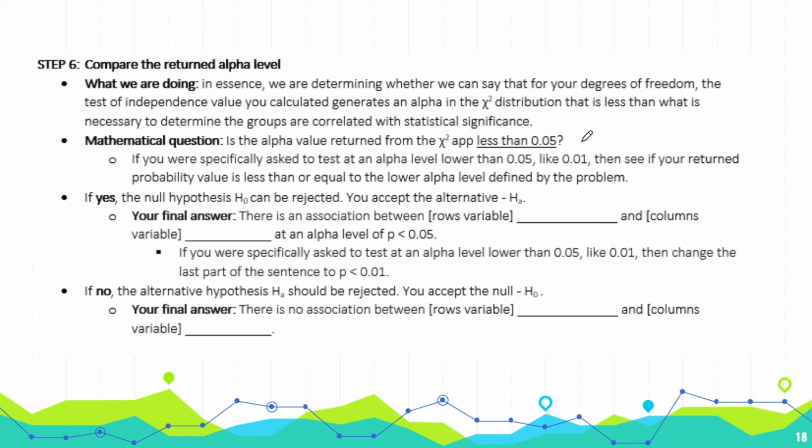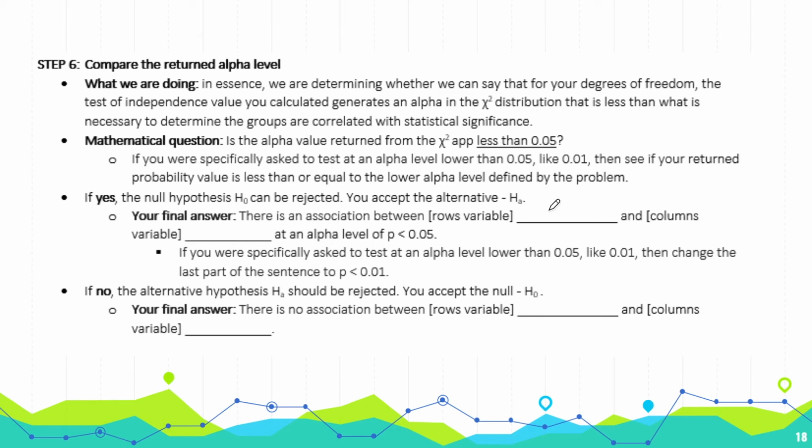Your mathematical question is simpler. Is the alpha value returned from the Chi-Squared app less than or maybe equal to 0.05? If you were specifically asked to test an alpha level lower than 0.05, like 0.01, you guys are pros, you know what to do. You just want to see if your returned value is less than or equal to that value. So if yes, the returned alpha value from your chi-squared app is less than what it needs to be, the null hypothesis can be rejected and you accept the alternative.